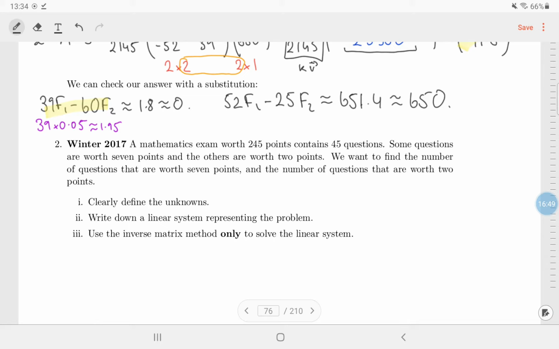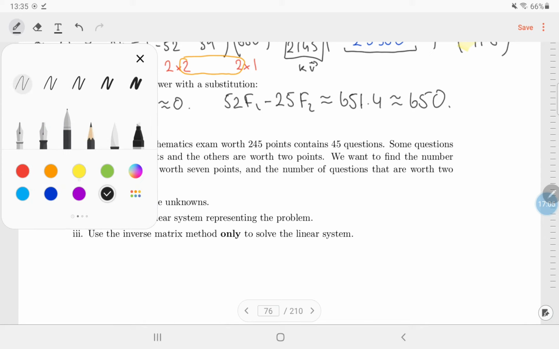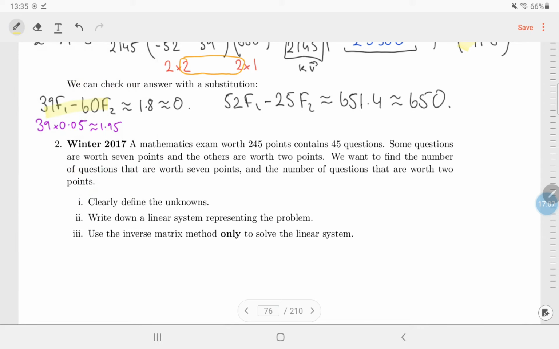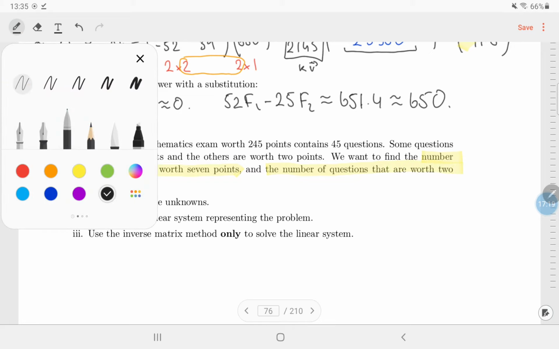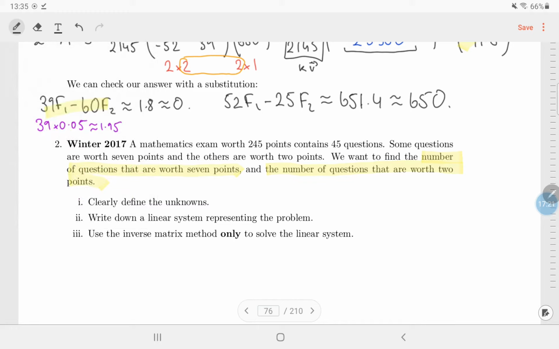Next question. A mathematics exam worth 245 points contains 45 questions. Some questions are worth 7 and the others are worth 2. I want to find the number of questions that are worth 7 points and the number of questions that are worth 2 points. Now, what this means is that these are the unknowns. They are our two unknowns here. So clearly defined, they're the two unknowns.